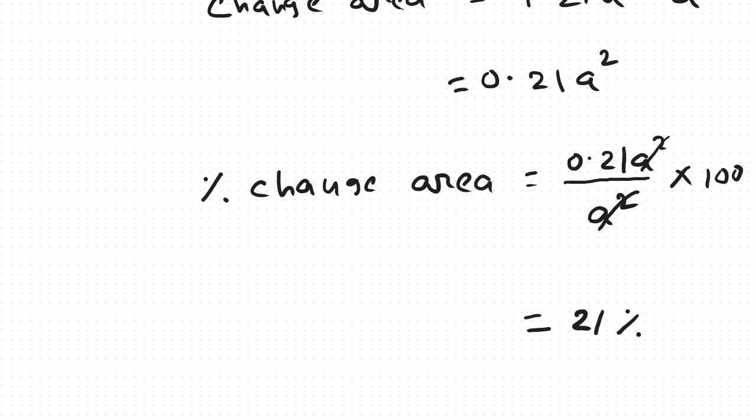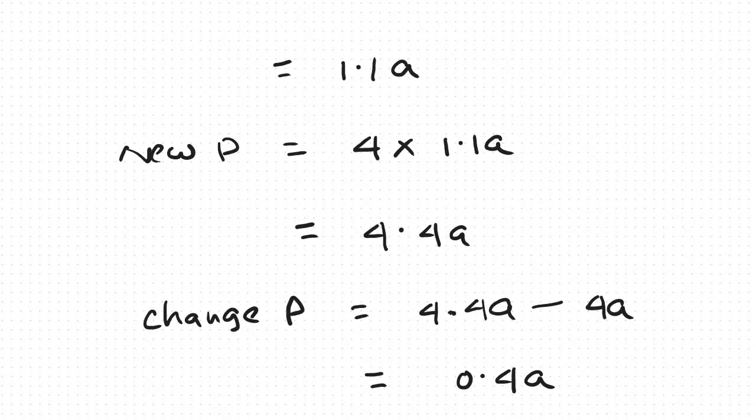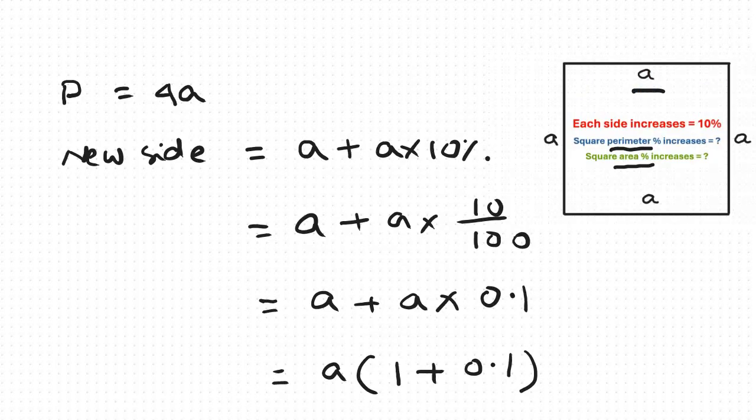So if each side of the square changes by 10%, the area of the square changes by 21%. But the change in the perimeter is the same, which is 10%, as the increase of each side. So this is the end of the video.